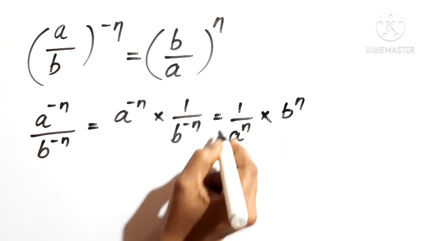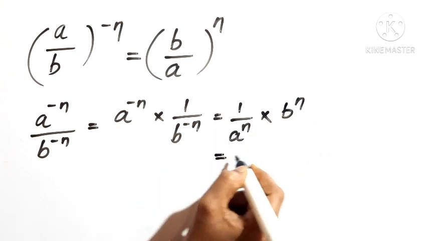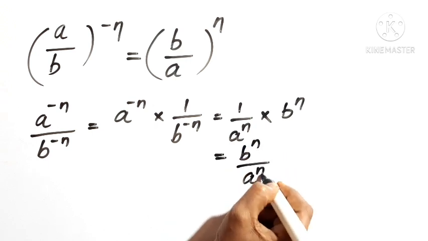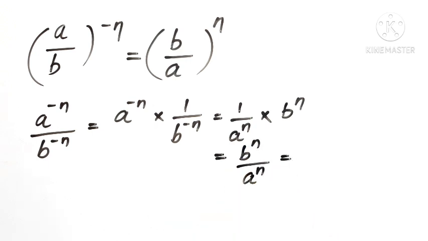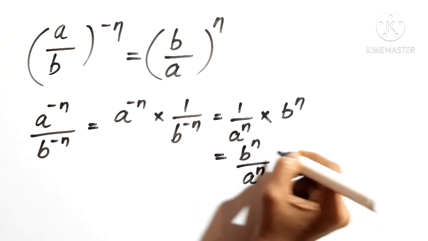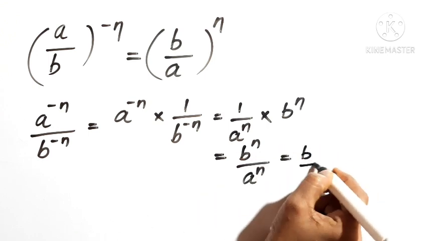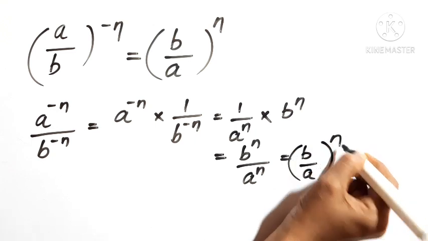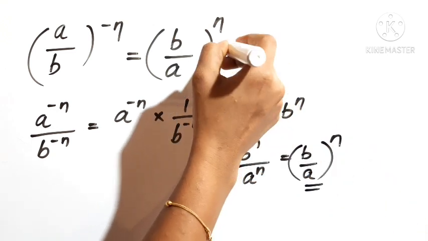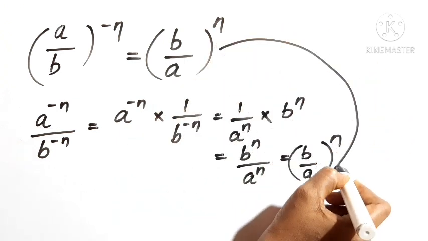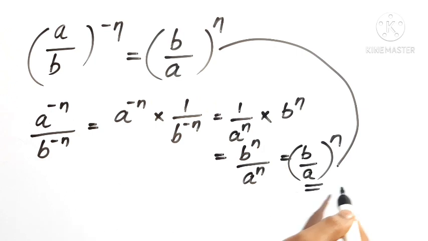Okay. Then this also equals b raised to n by a raised to n. Here we can see different bases, but exponents are equal. We can write it as b by a all raised to n. Here these two are equal, right? LHS equals RHS.